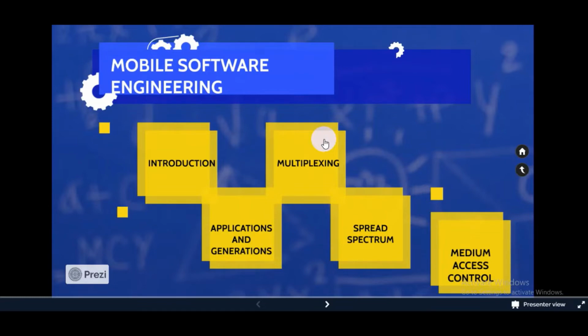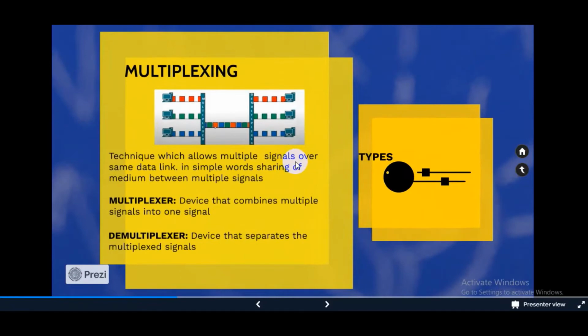So now we are going to discuss multiplexing. What is multiplexing and why is it required? Usually when we talk about multiplexing, let us understand the concept with this simple example that is given in the figure.